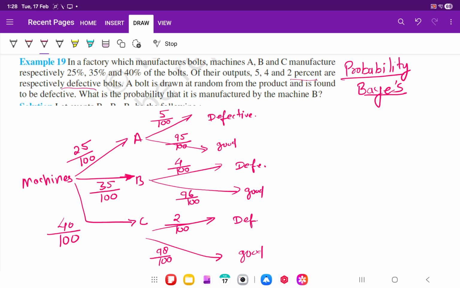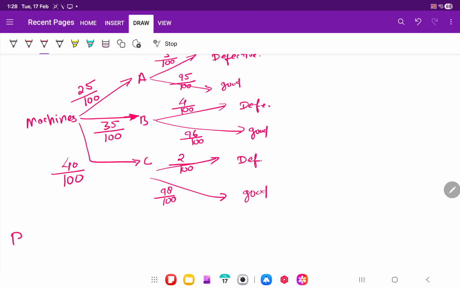So we have to find that the bolt that you have drawn is found to be defective. So what is the probability that it was made by machine B? The bolt is defective. Okay, so what we have to find out? Probability that it was made by machine B given that it is a defective piece. Correct? So here we will write probability will be favorable by total possibility that the bolt is defective. Correct? That is how we write probability.